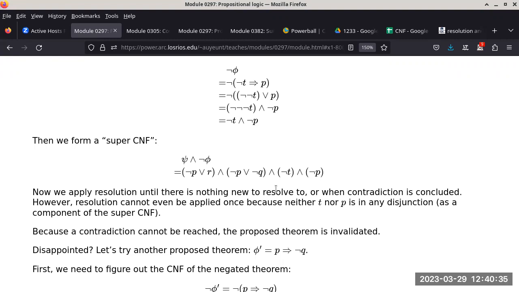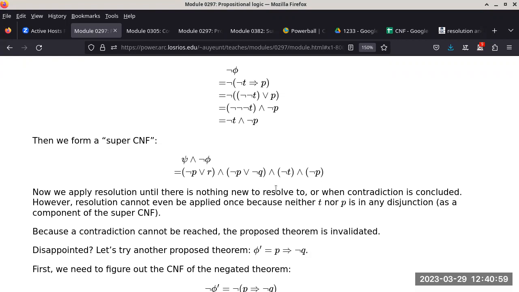So this particular super CNF cannot resolve even a single step. So that means we cannot get to false. If we cannot get to false, it means the original phi is not a given. It is not implied by psi. Are we doing okay so far with this? Now, this one is a little bit tricky because I'm not showing you how resolution actually happens, but I'm showing you how it does not happen.